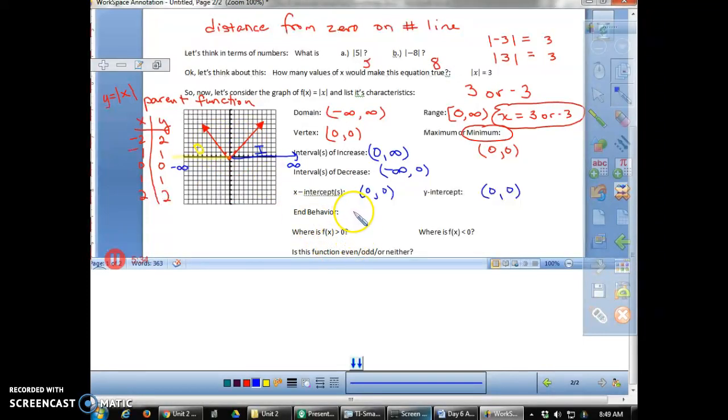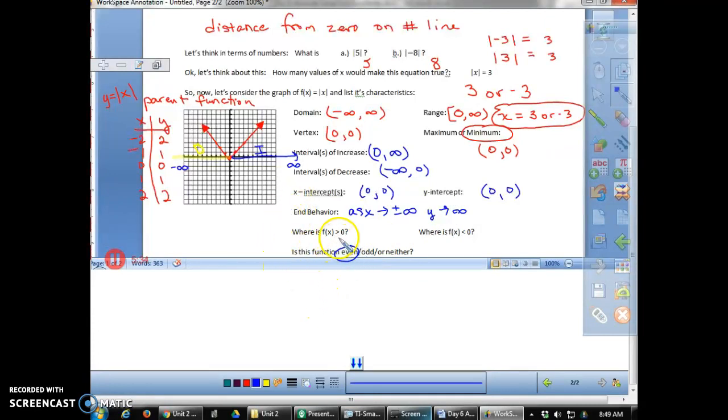So the end behavior is going to be as x goes to both positive and negative infinity, y goes to positive infinity, because it's an even function. Okay? So we've already talked about even. Let's go ahead and circle that.